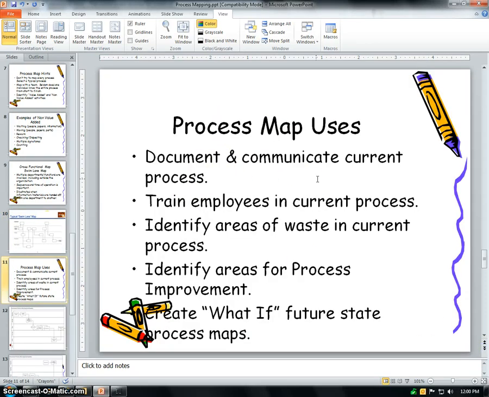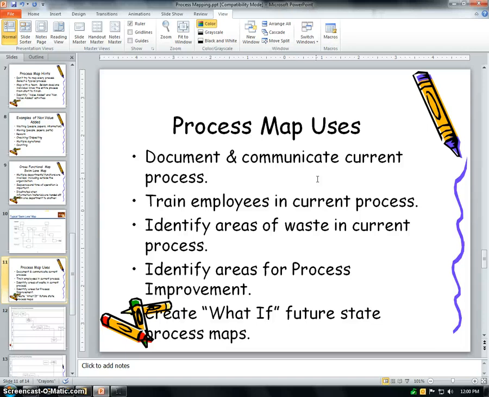So again, we're going to try to document and communicate our current process. We can use this to train employees about the current process rather than sitting someone down and having them read a manual. Again, we said a lot of times a picture's worth 1,000 words. People can understand this process map better than they'll understand something in Word format.